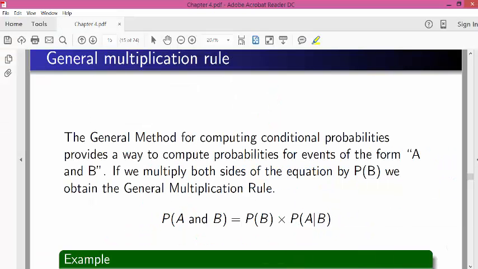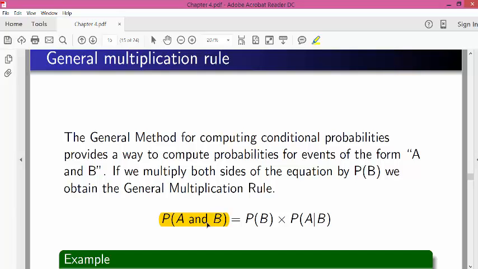The next concept that we talked about was the multiplication rule. Whenever you see that it's asking you to find the probability of event A and B, you know it's multiplication. For A or B, it's addition. If it's A and B, it's multiplication.